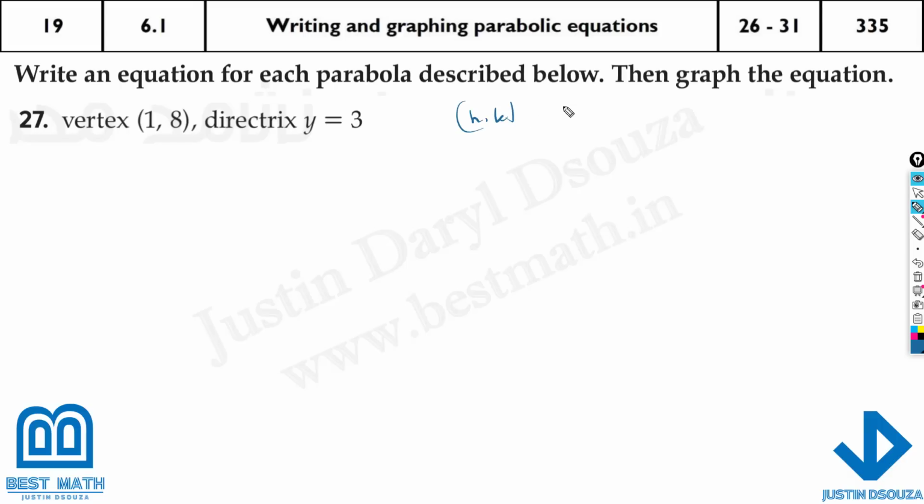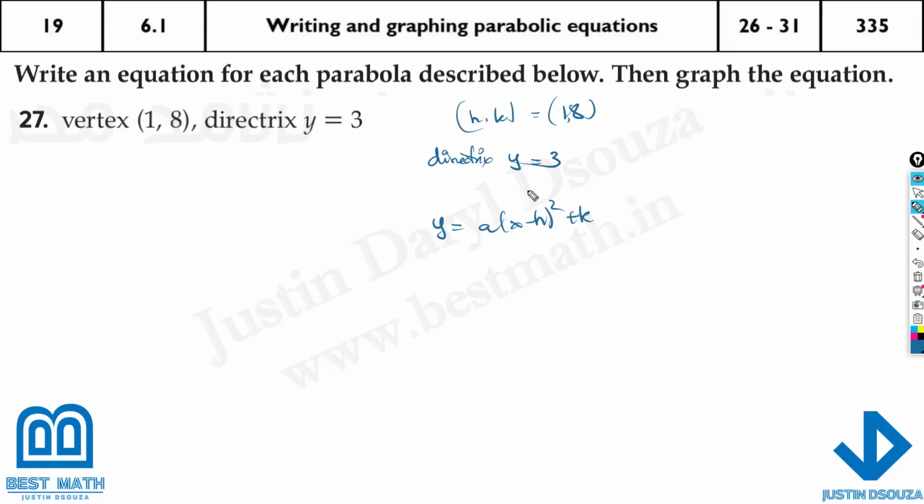(h, k) is (1, 8). Okay, this is given. Whenever the directrix is y = 3, just remember to use the equation with y. If this was x, then use the equation with x. That's how we can remember. y = a(x - h)² + k.